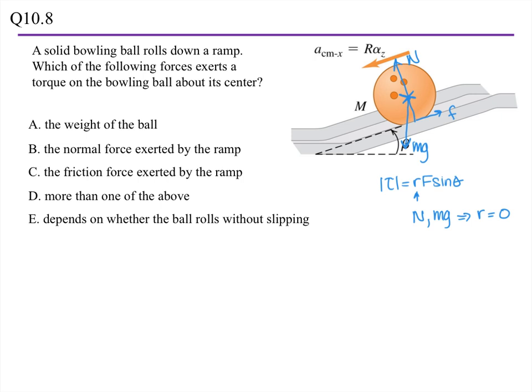But you can see that for the frictional force, the radius vector, if we just draw it in red and call it a big R, would actually be the radius of the bowling ball. And so it turns out that the correct answer to this is the frictional force exerted by the ramp. The weight and the normal force do not, because they act through the center.